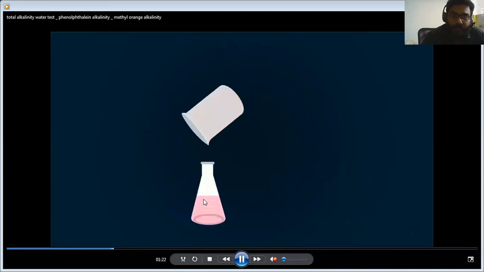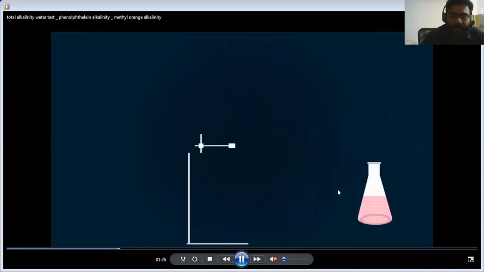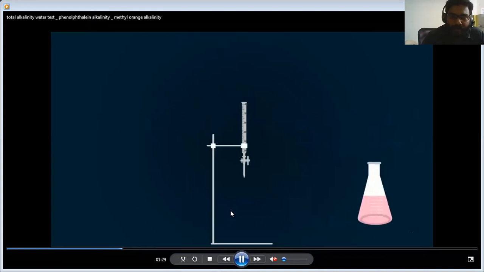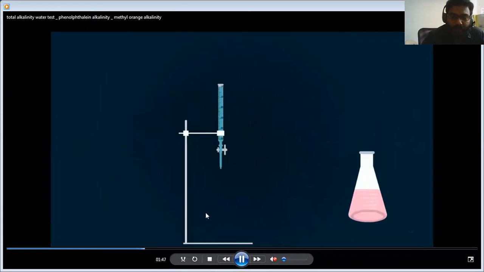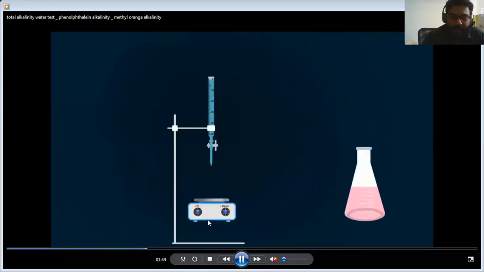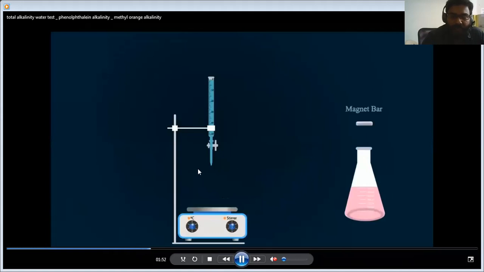This is known as a conical flask. The magnetic bar is inside. This is the stand, and this is the burette. The burette is filled with the 0.02 normality solution. This is called a burette. Now take this conical flask on the magnetic stirrer. We stir it with the magnetic bar, and now the solution is stirring.